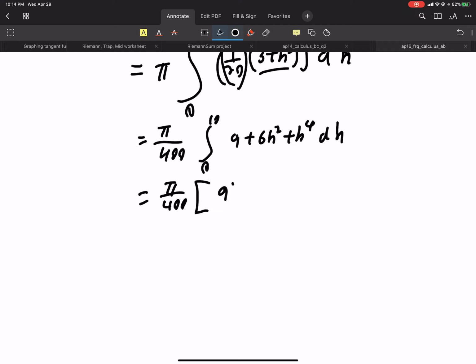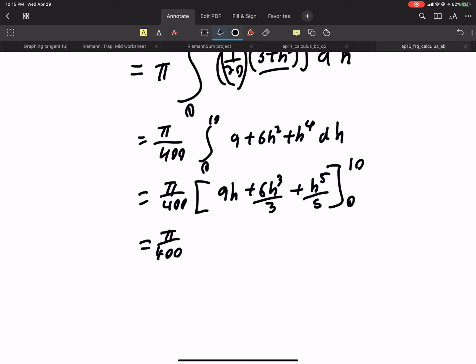The antiderivative of 9 is 9h. 6h squared will be 6h cubed over 3, and h to the 4th is h to the 5th over 5, from 0 to 10. That's a win. You just plug in 10, then you plug in 0, and we are finished.